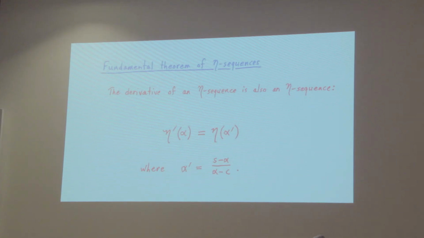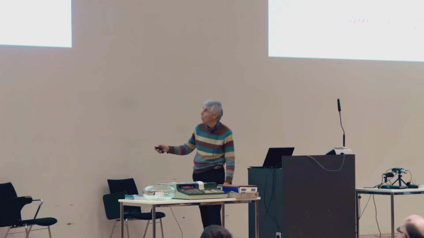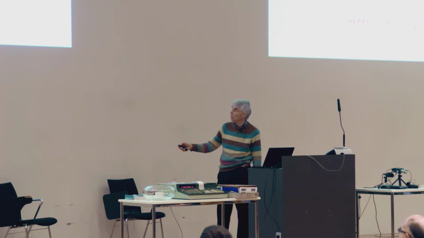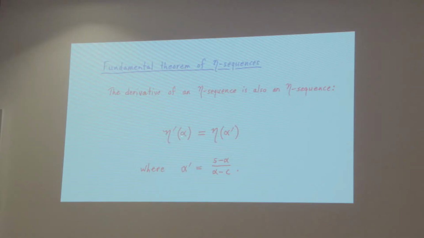And you can take that sequence's derivative and you can get another eta sequence. And if your original step size is irrational, then you can keep on taking the derivatives forever. You can keep on going forever. And so the idea here, this says the derivative sequence belonging to alpha, the derivative of the eta sequence belonging to alpha is the eta sequence belonging to alpha prime, a different number, which is calculated this way.